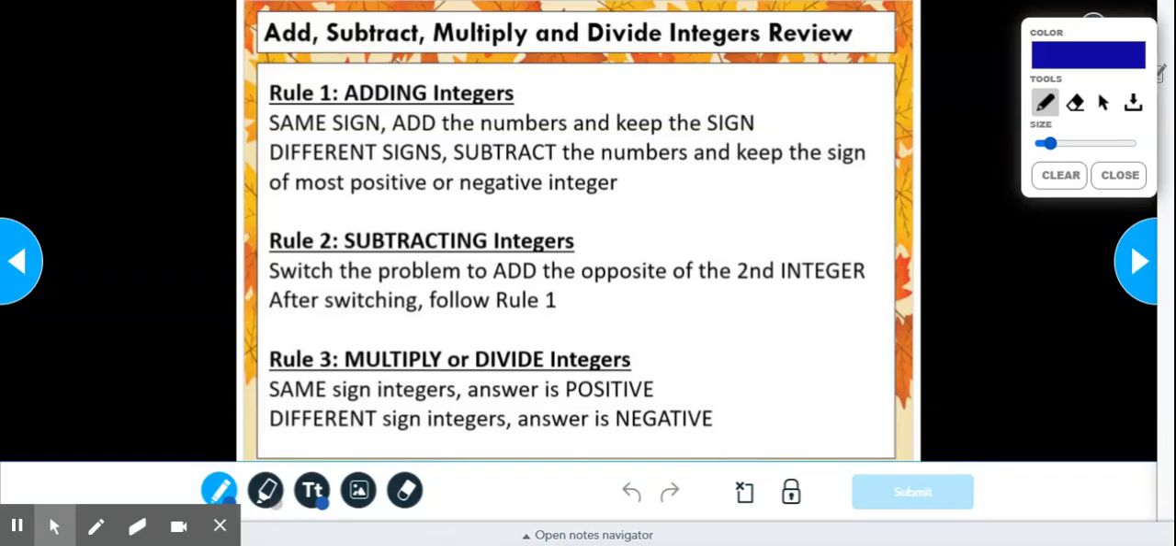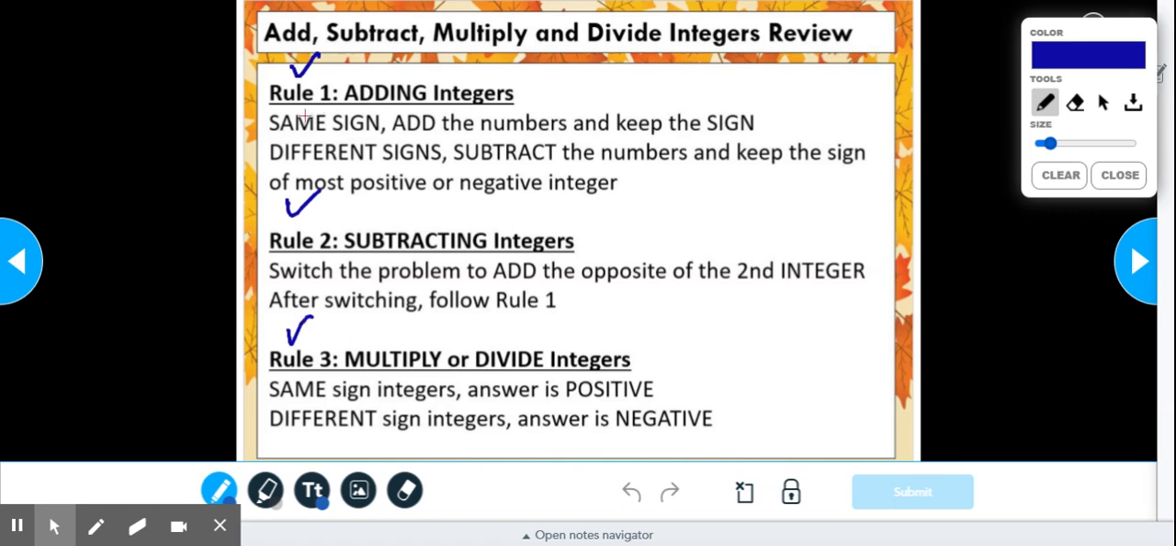This is Mr. Elmhorst with the adding, subtracting, multiplying, dividing integers review. So this is our unit review, getting ready for the integers summative. Just recall from our class, we have 1, 2, 3 integer rules that we follow.